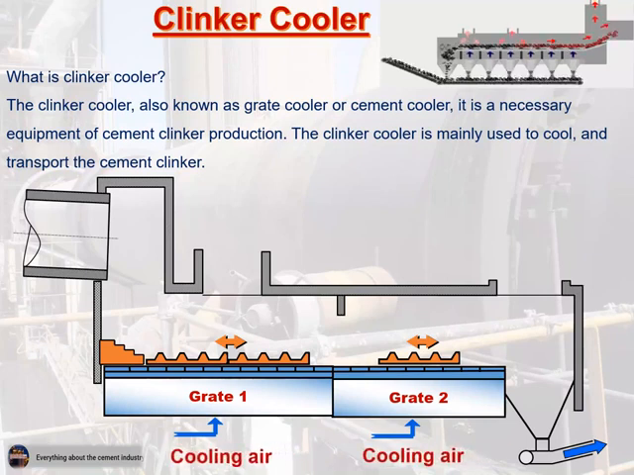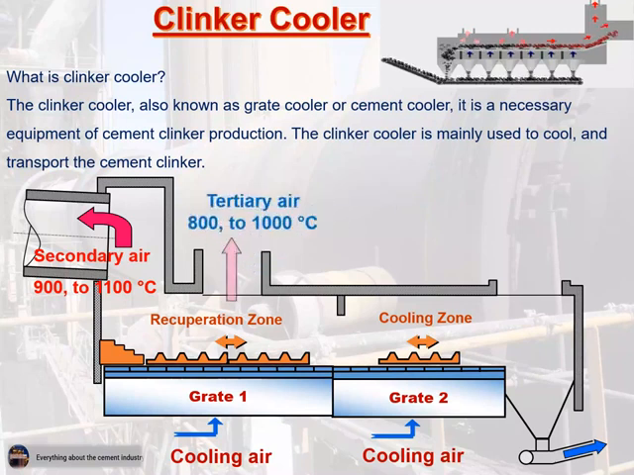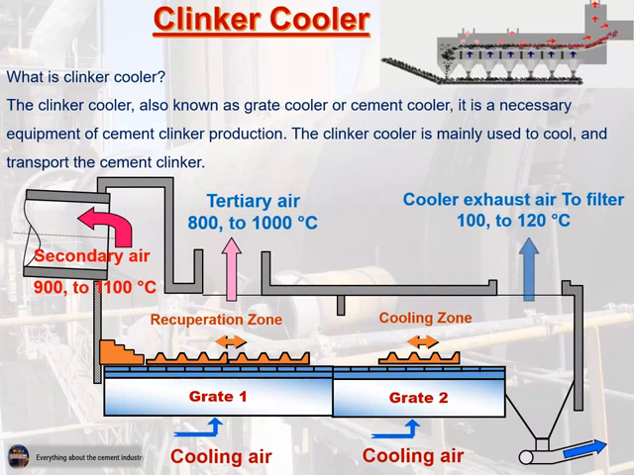The cooler can be divided into 2 zones. 1. Recuperation zone. 2. Cooling zone. Cooler processes can be summarized as follows. Secondary air, temperature fluctuates from 900 to 1100 degrees Celsius. Tertiary air, temperature fluctuates from 800 to 1000 degrees Celsius. Cooler exhaust air to filter, temperature fluctuates from 100 to 120 degrees Celsius.